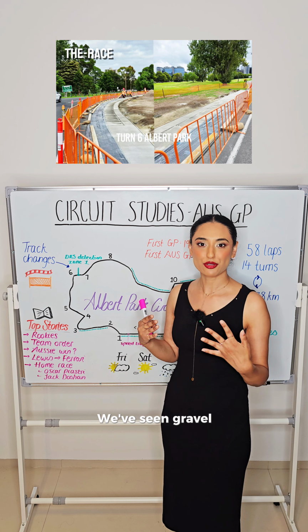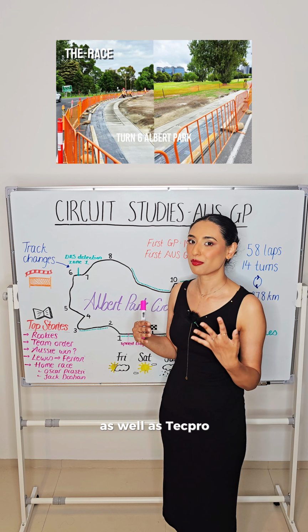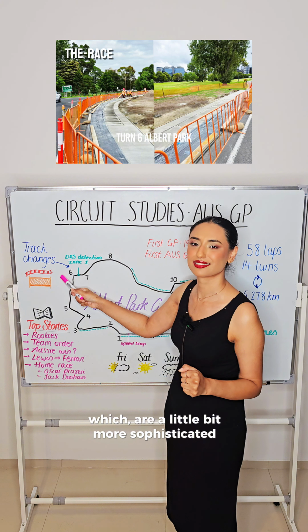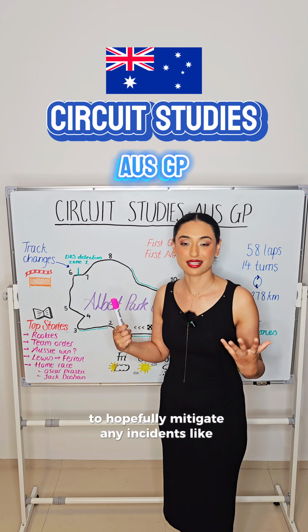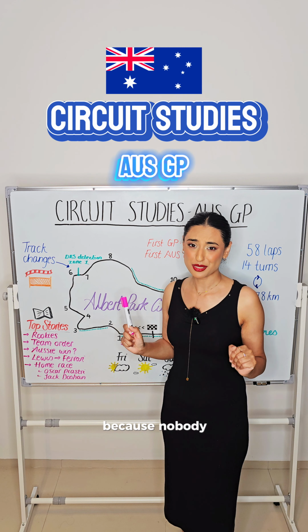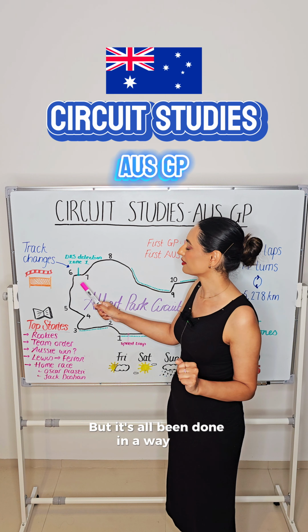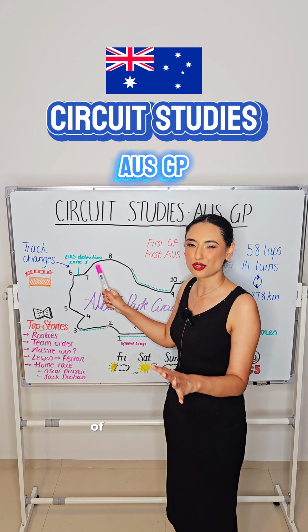We've seen gravel traps being extended, as well as Tech Pro barriers, which are a little bit more sophisticated than my drawing. This has all been done in the name of safety to hopefully mitigate any incidents like that happening in the future, because nobody wants to see that, but it's all been done in a way that doesn't really affect the characteristics of those corners too much.